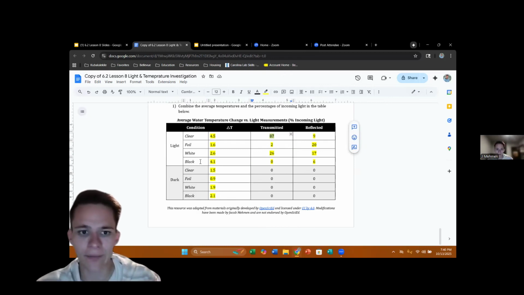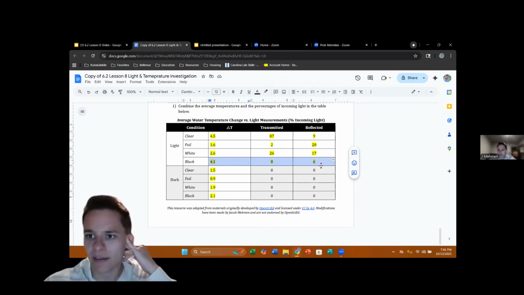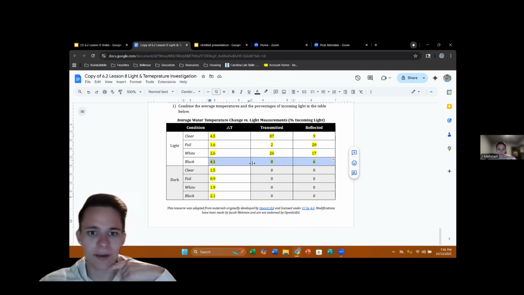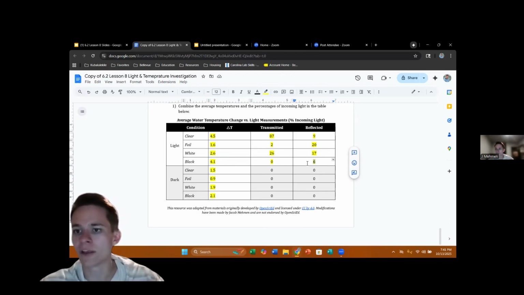Let's look at the black cup. The black cup also had a high temperature change, but 0% of light was transmitted. We see it's around 4.1, which is just a little bit less than the clear cup. But the light is very interesting here. We have 0% of light that is transmitted or going through the black painted cup. We have only 6% of light being reflected. So where is this other light going?